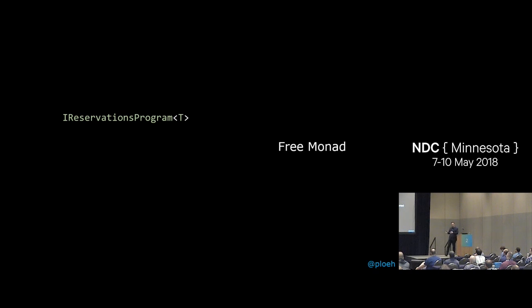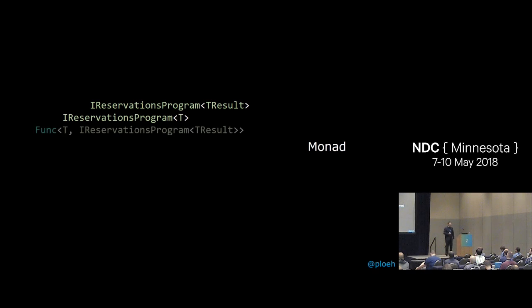Now, we're trying to figure out whether we can turn that into a free monad. So how can we turn this into a monad? What does that mean? Well, basically it means if we have a ReservationProgram of T, we want to be able to turn it into an IReservationProgram of TResult. You've sort of heard this before. You're saying, well, isn't that just a functor? Yeah, but the translation function is going to be a little bit different. If you have a Func from T to IReservationProgram of TResult, if you can make that work, then you have yourself a monad.